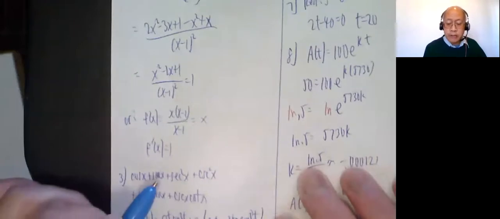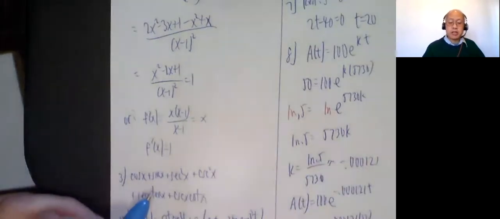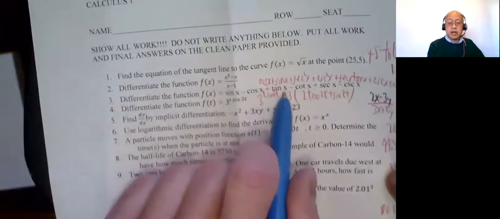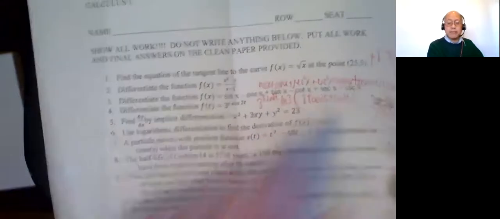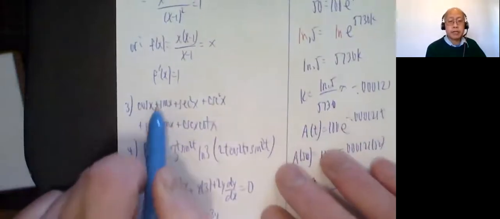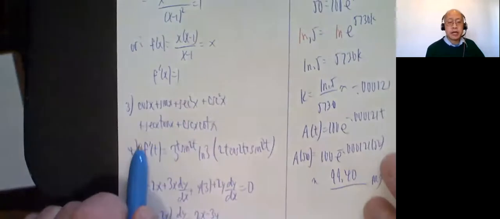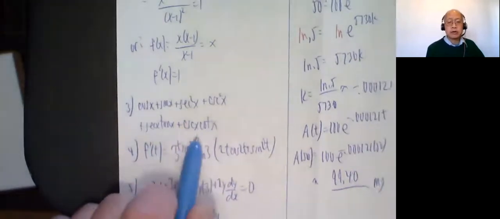Okay, 3, you just have the basic 6 trig functions. Every other one is a minus sign. All of them should end up with a positive because all the ones that require a negative have a negative coefficient: negative cosine, negative cotangent, and negative cosecant. Means they're all going to be plus. So cosine x plus sine x plus secant squared x plus cosecant squared x plus secant x tangent x plus cosecant x cotangent x.